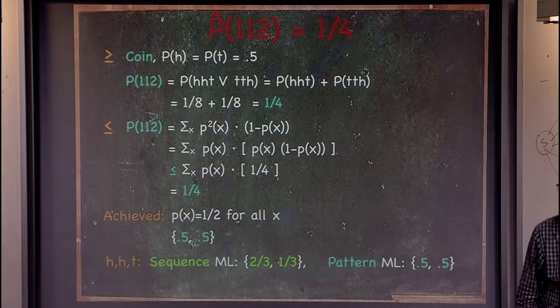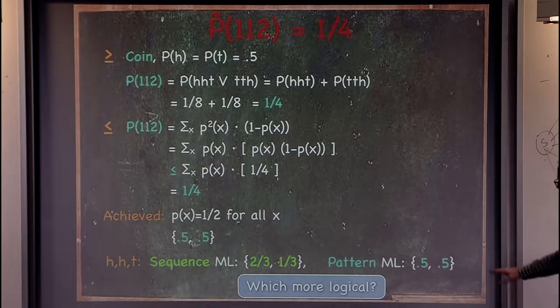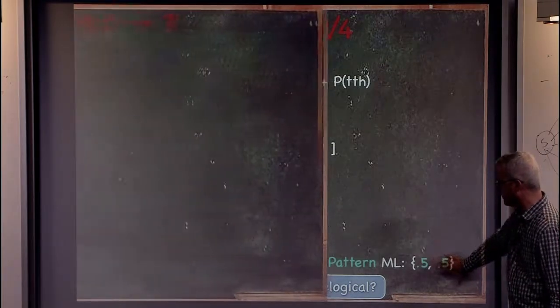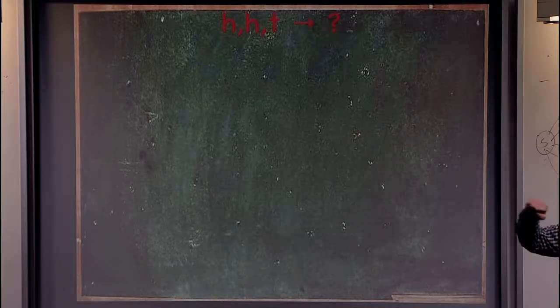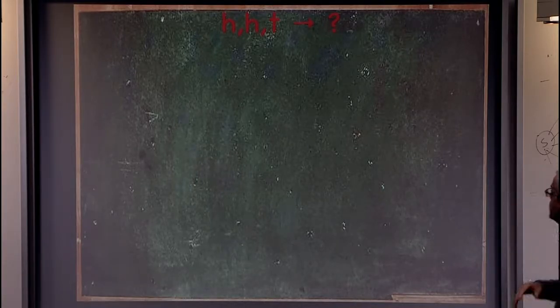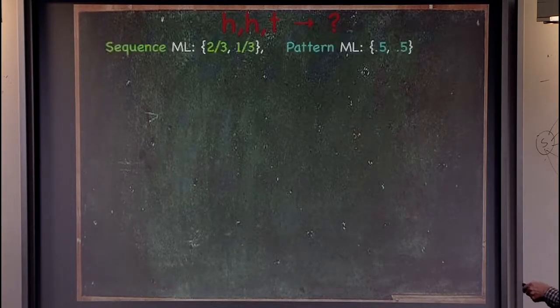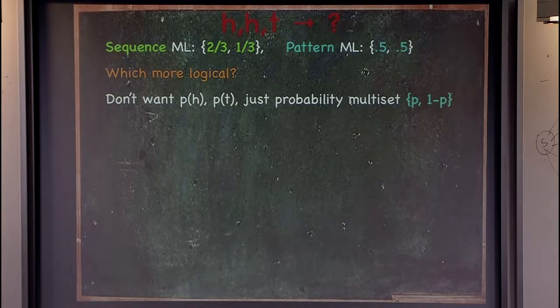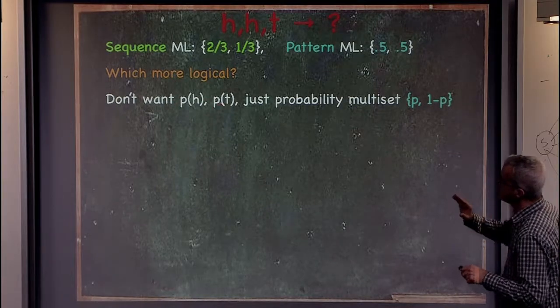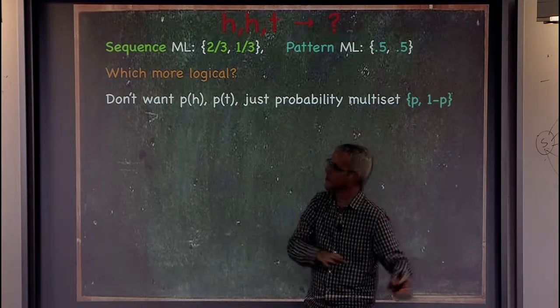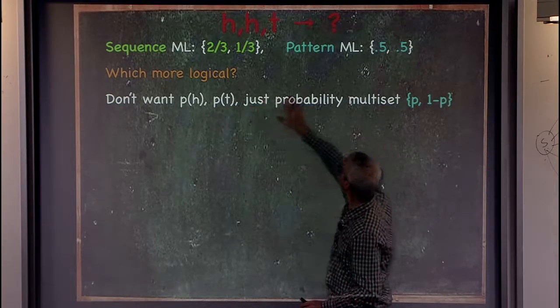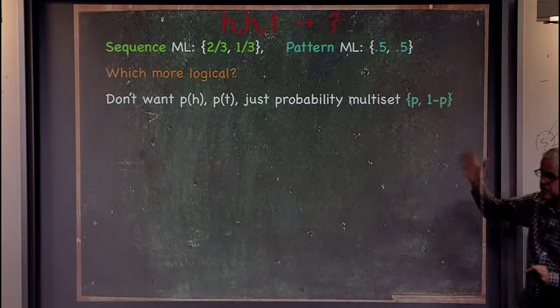And the question is which makes more sense. Okay? And again, if we convince ourselves that 0.5, 0.5 is more logical here, then we've shown it's more logical in the whole range. So we have some hope. So which is more logical? So remember that we are not looking for the probability of heads and probability of tails. That was yesterday. And now we're looking at just the probability multiset, p and 1 minus p. That's all we care about.